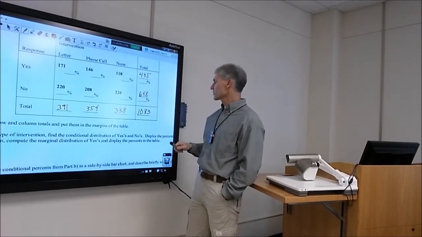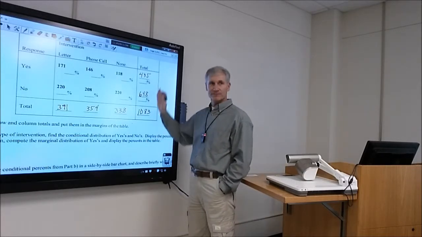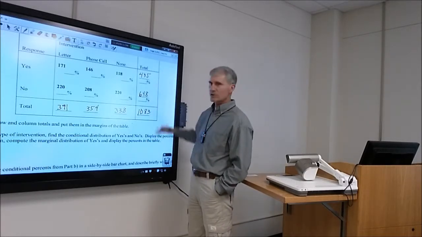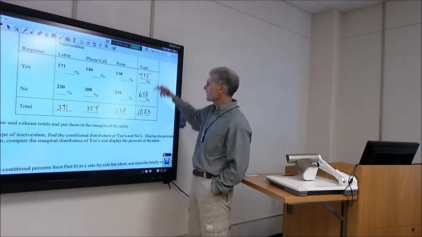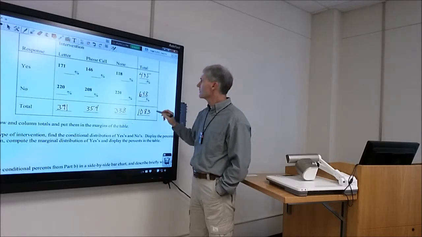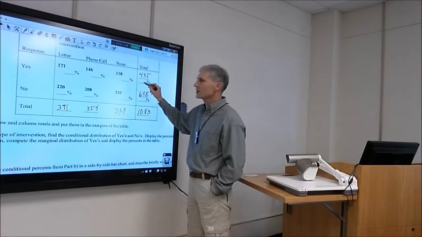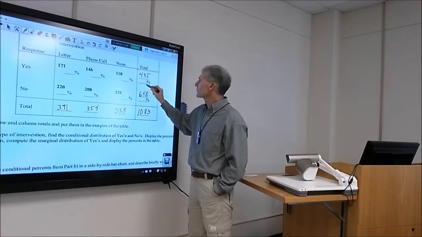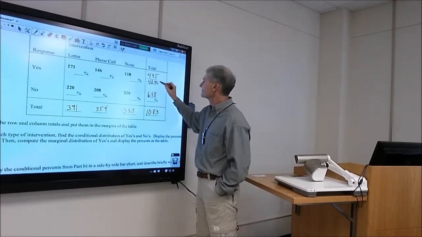When it says marginal distribution of yeses and nos, that means in the margin of the table. Right? So you know that's row totals. So the row totals divided by the grand total. So 435 divided by 1083 is what? 0.4017. 40.17. So this has a percent sign after it.